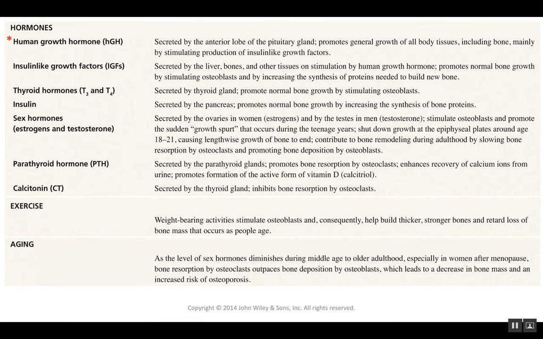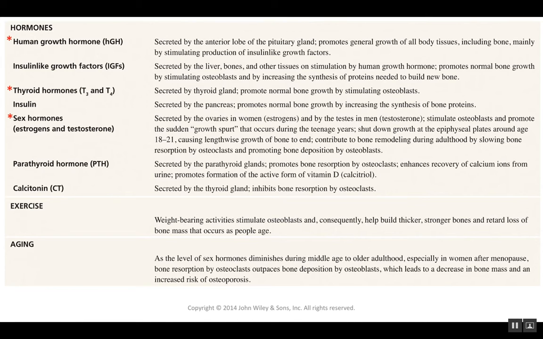There are some hormones called insulin-like growth factors. There's thyroid hormone. That's extremely important as a child to promote bone growth. Thyroid hormones also help stimulate osteoblasts, so deficiency in thyroid hormones can lead to stunting of growth as well. Insulin's important. Your sex hormones are important.